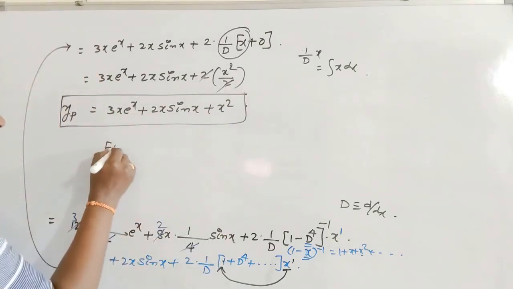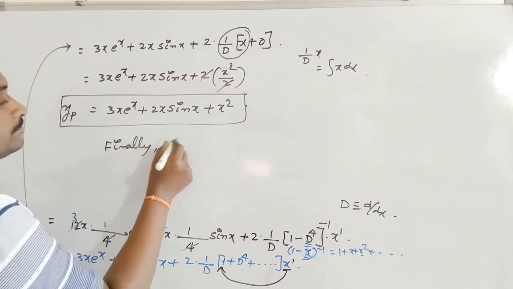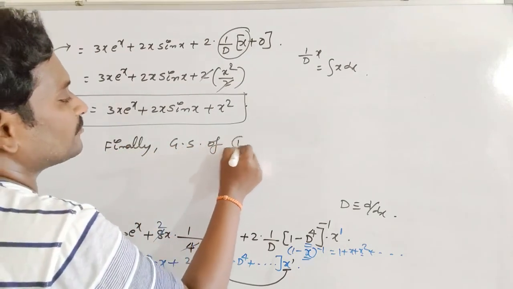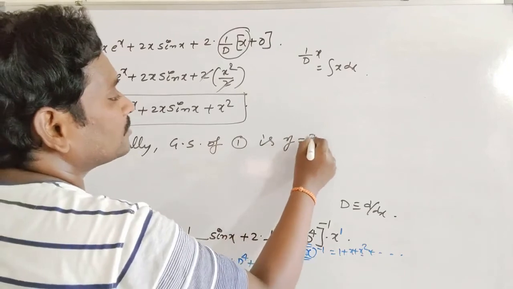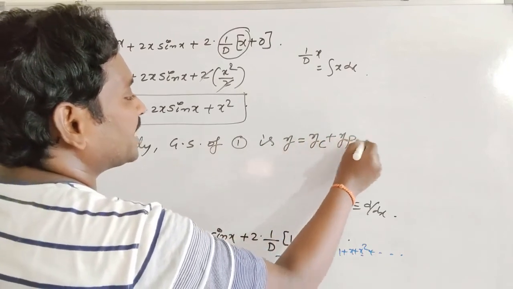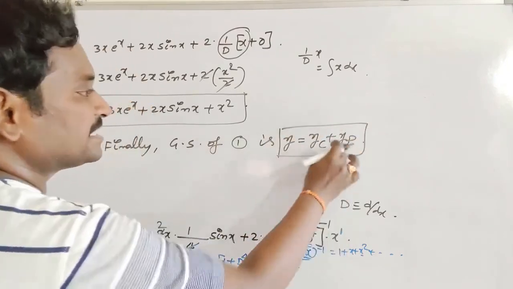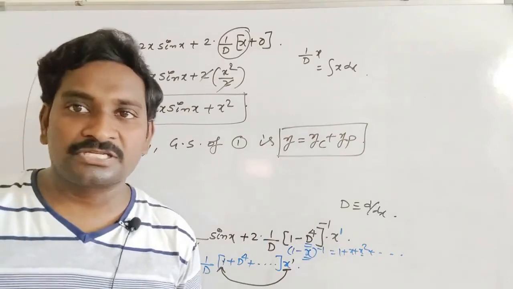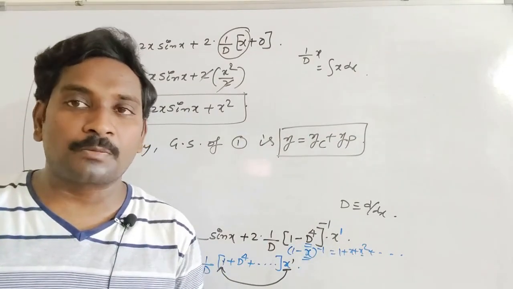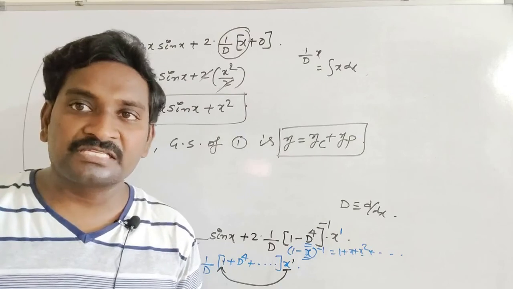Okay, finally you have to write the general solution. What is the general solution? y is equal to yc plus yp. You can add both parts, yc and yp, and you will get the final general solution. In the next video, I will give some more problems on higher order differential equations. Thank you very much.